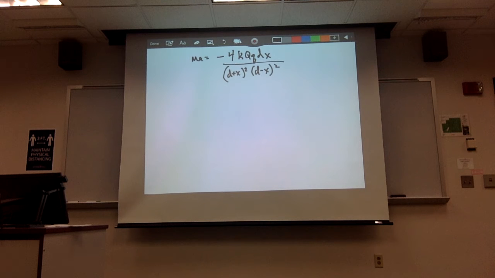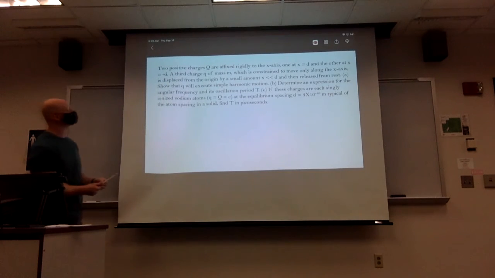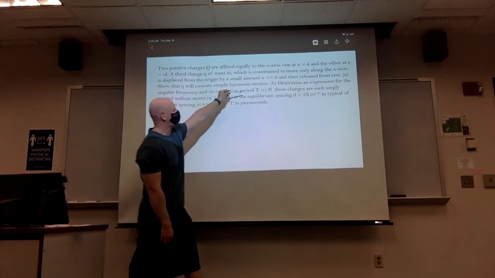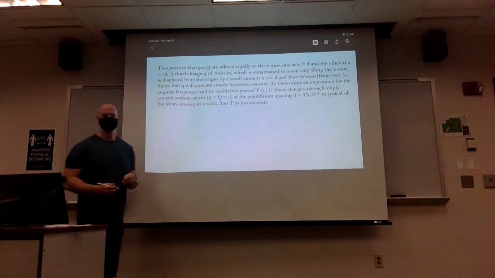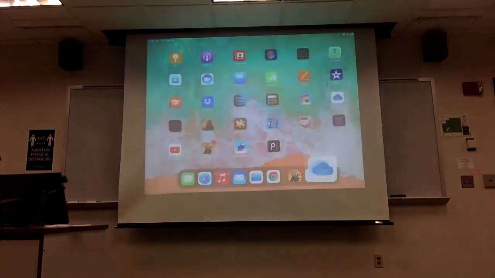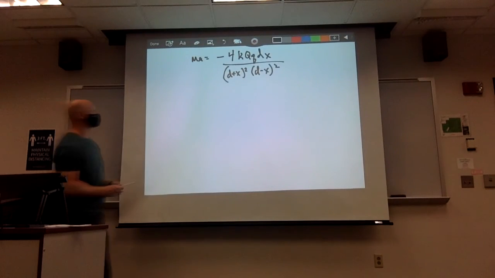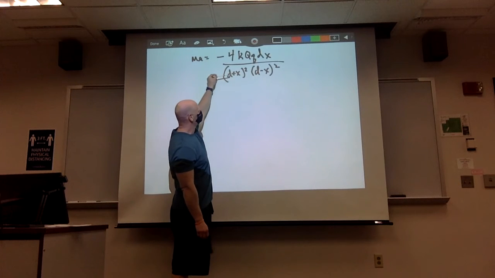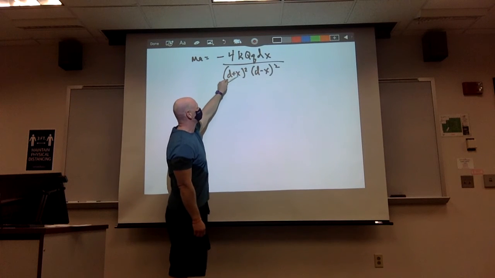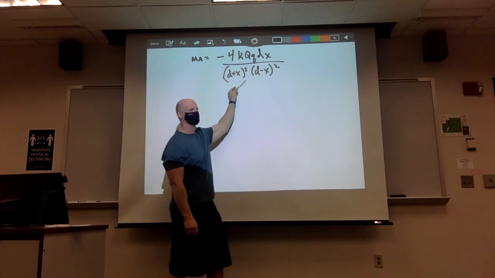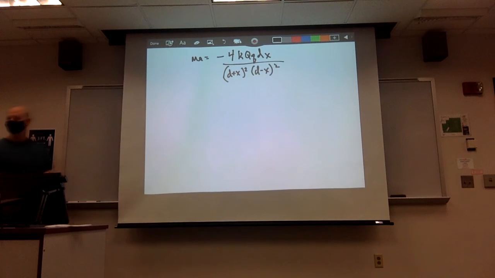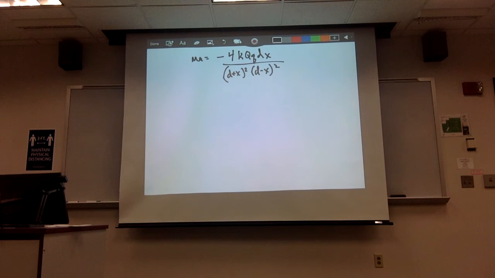We're almost there. So now we want to use the condition in the problem, which says that we want to displace it such that x is much, much less than d. So basically that implies, let's look at the denominator. If x is much, much less than d, that means this is a ridiculously small term, and this is also a ridiculously small term. Which means at this stage, we have two options to take.